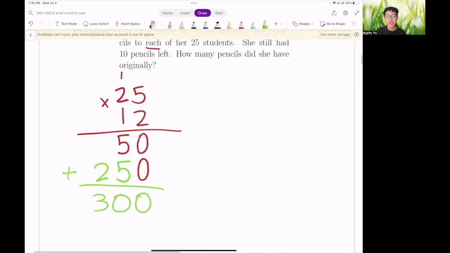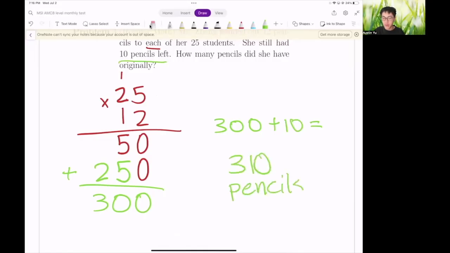But it also says that she has 10 pencils left, which means that after giving 300 pencils to all of her students, she still had 10 pencils left. So all we have to do is add the 10 pencils to 300, which gives us 310 pencils in total. And this is how much she had originally.